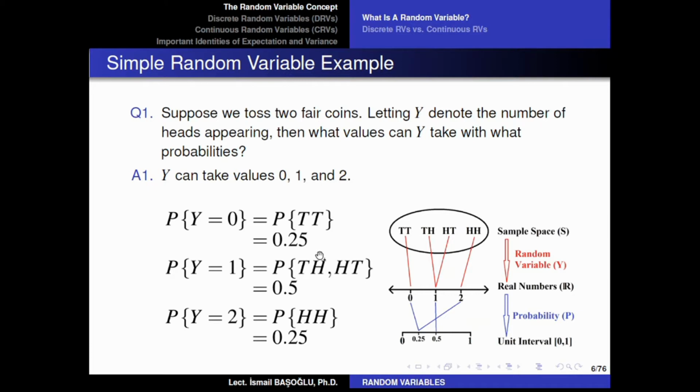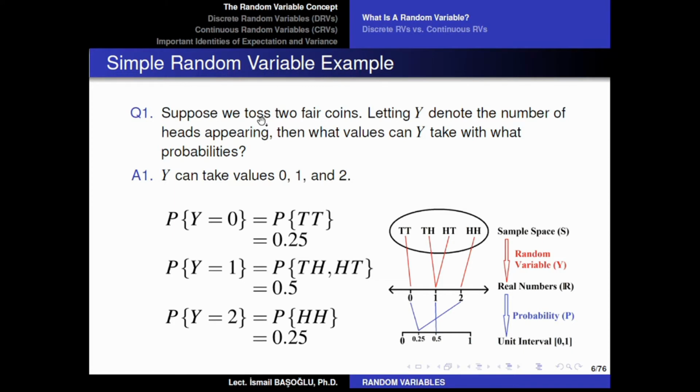And this is only possible with these two outcomes, th and ht. Each of these two outcomes has 0.25 probability, and therefore this event, this subset, has the probability of 0.5. And finally, the probability that y is equal to 2 is the probability of getting two heads, which is 0.25 again, assuming that we have fair coins.